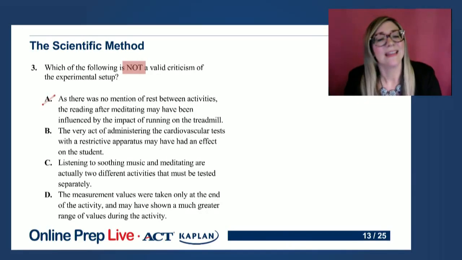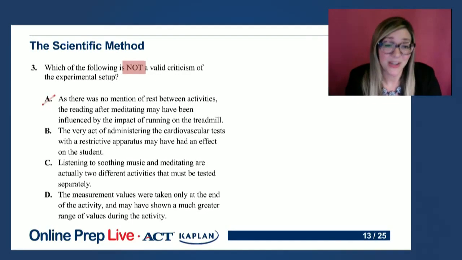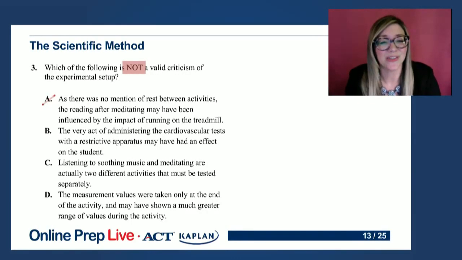Answer choice B, the very act of administering the cardiovascular test with a restrictive apparatus may have had an effect on the student. Does that sound like it's a valid criticism?